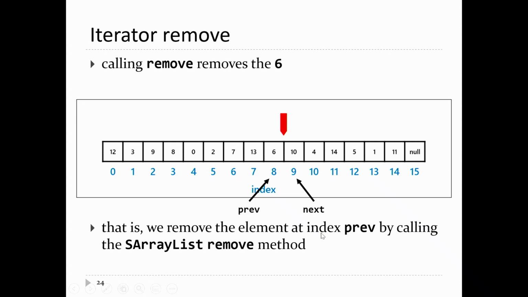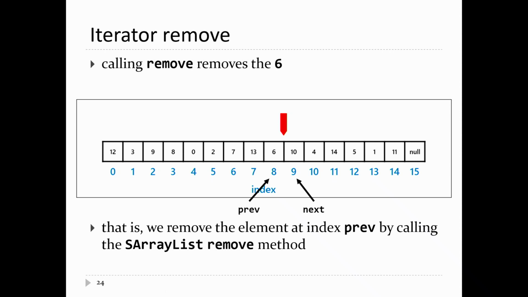Okay, so what happens when you remove the 6? How do I remove the 6? Well, I can just call the remove method on the list, because I know the index of the element I want to remove. So the iterator can go in and ask the list to remove the element at index 8. I know what that index is because that's just previous.